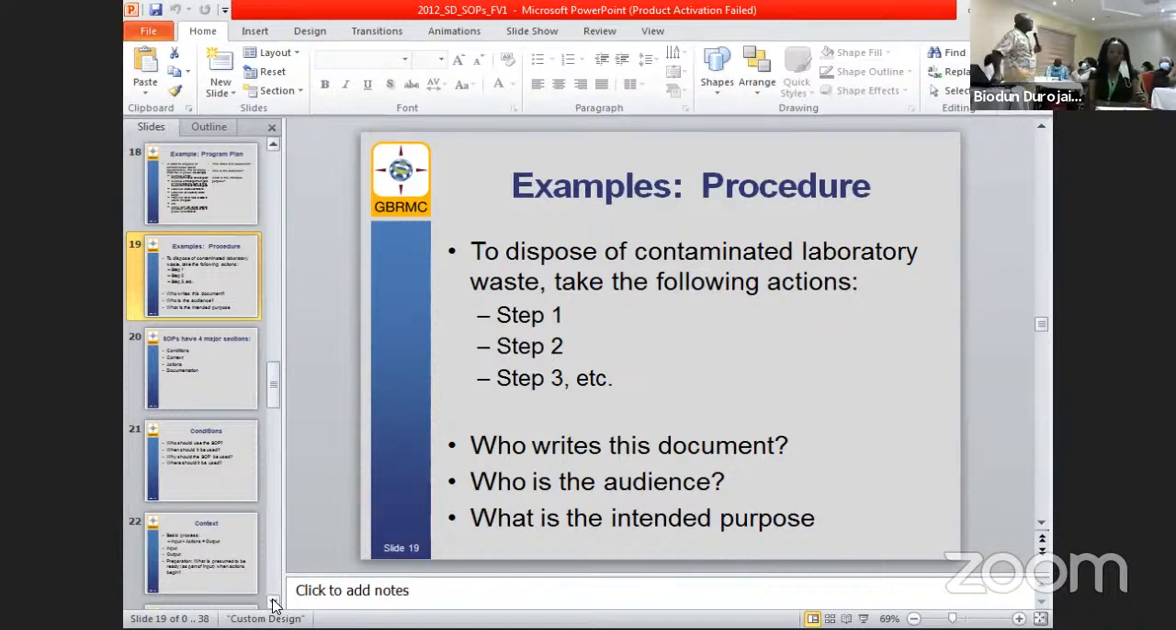Okay. Are we looking at just medical waste or other waste? No, I'm not using regular examples. I'm talking about this one now, so that you will be a bit broader. Yeah, we're following this. Okay, laboratory waste. So who writes this document? The laboratory manager. Yeah.